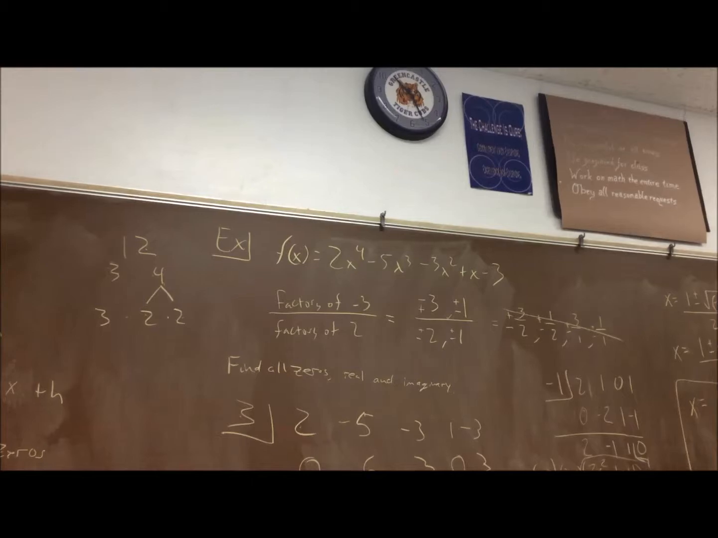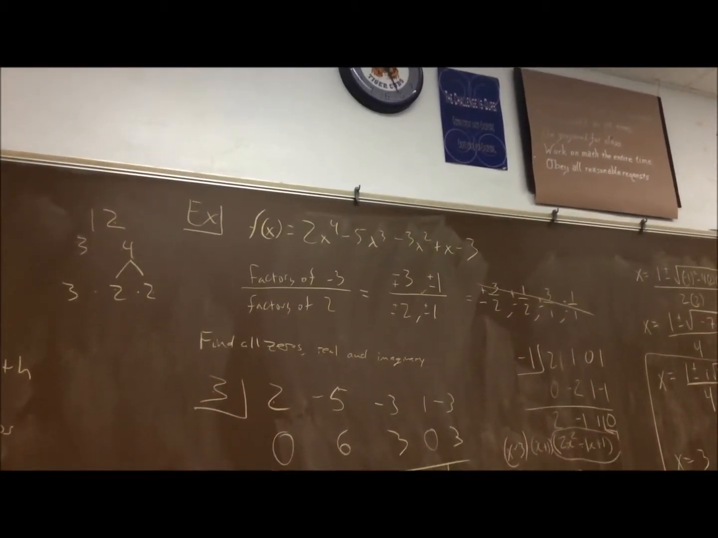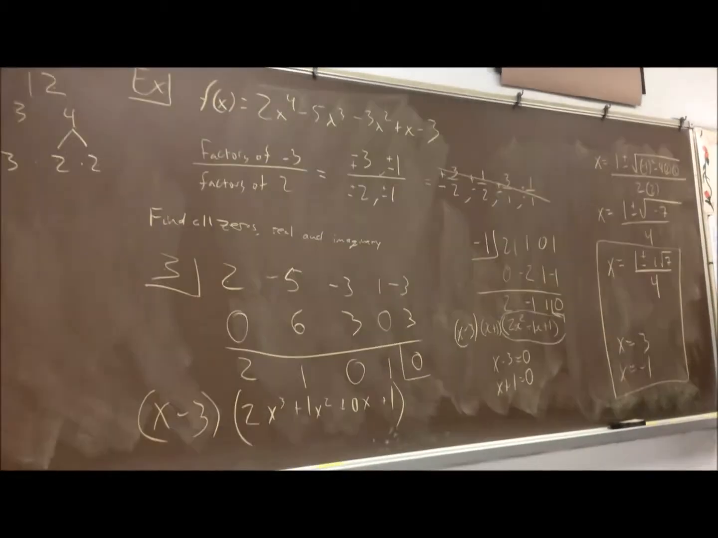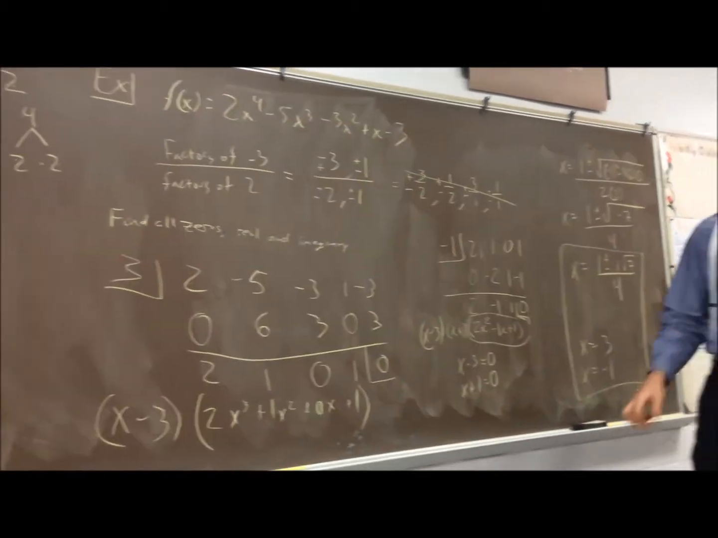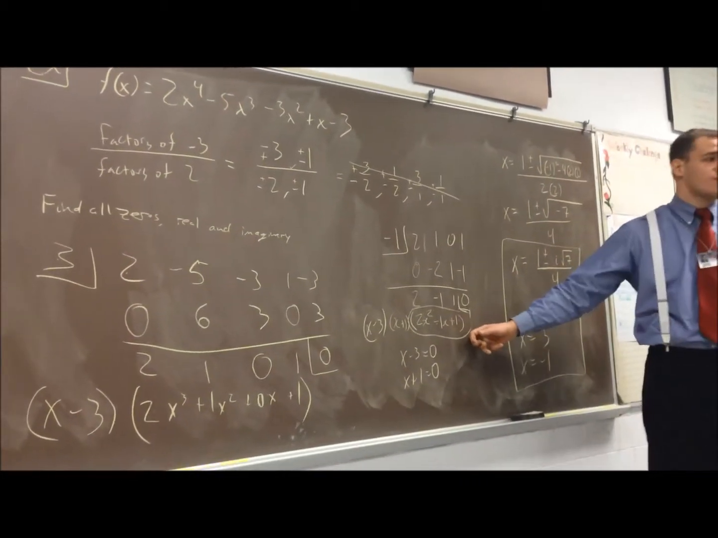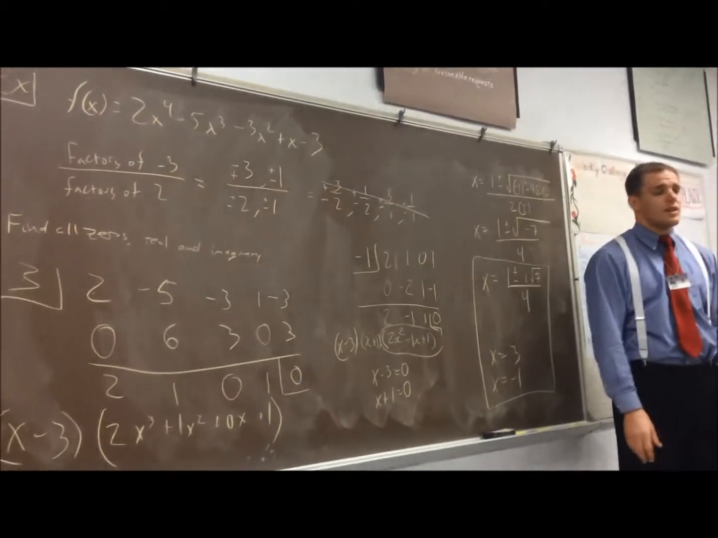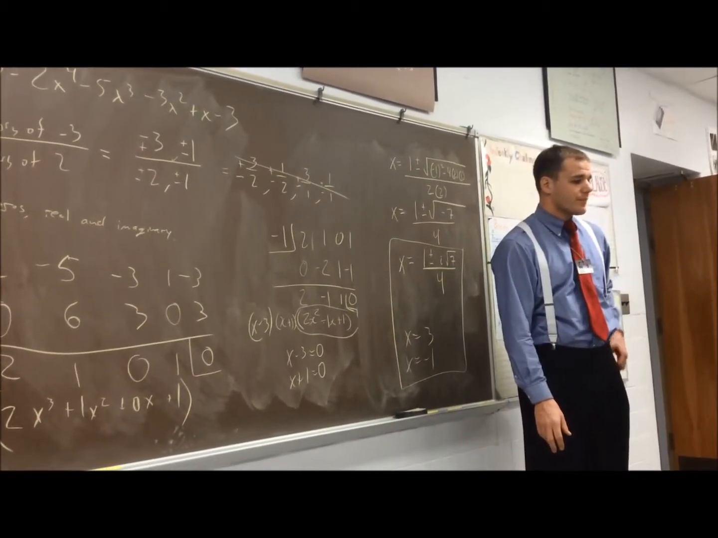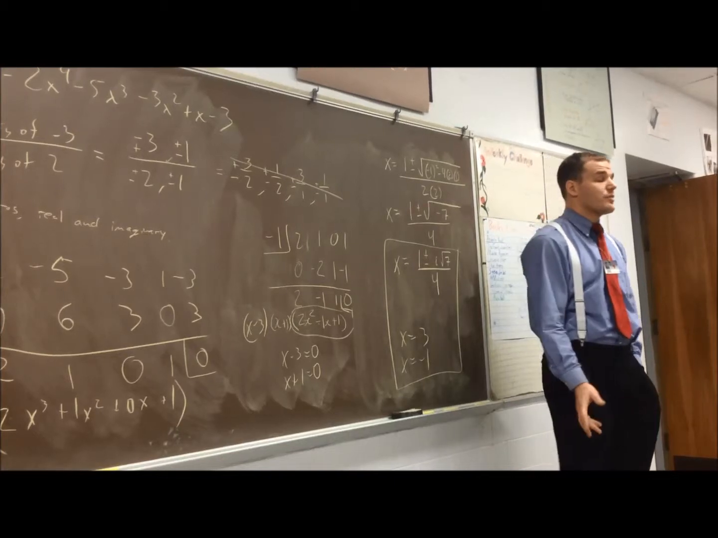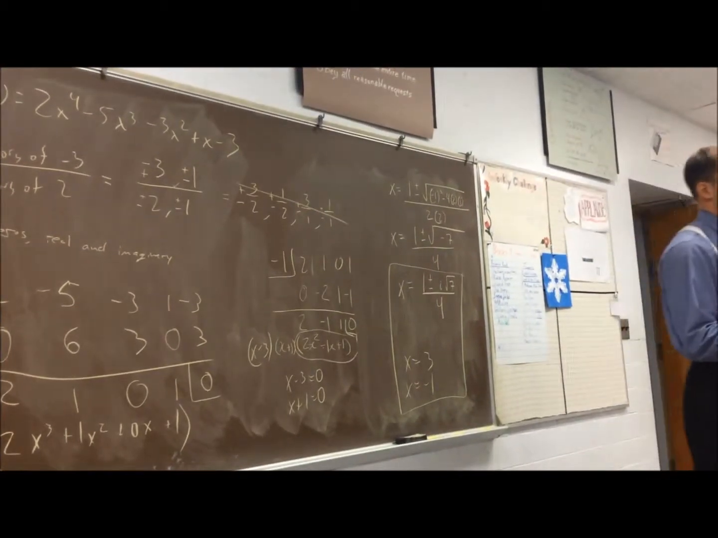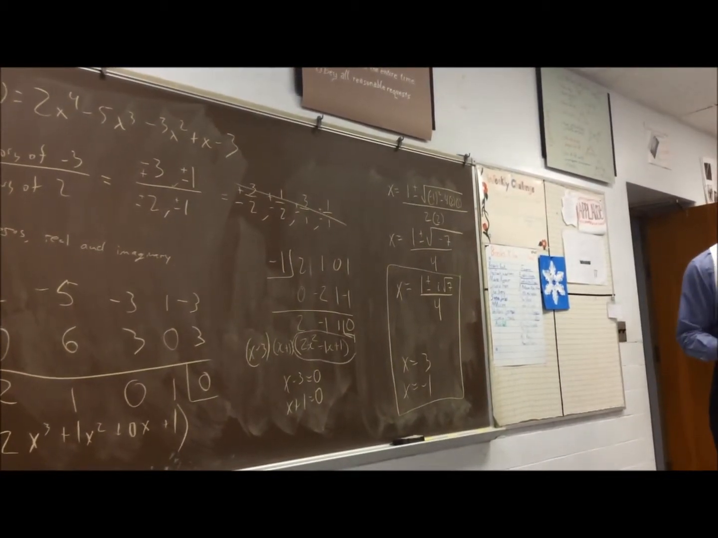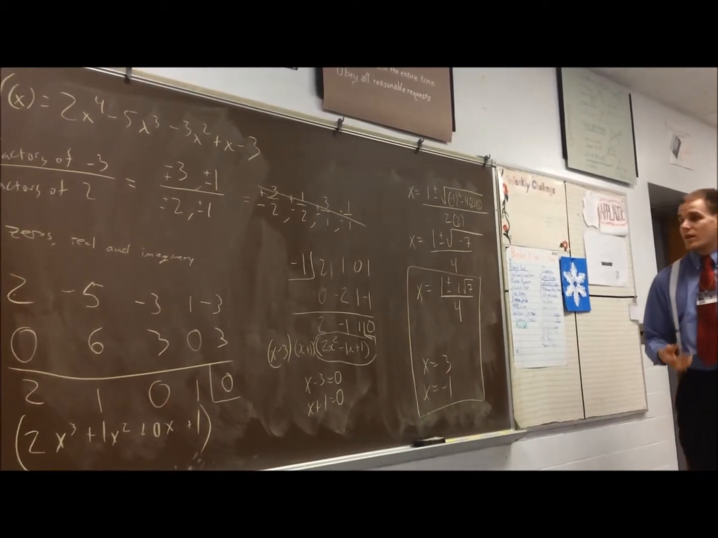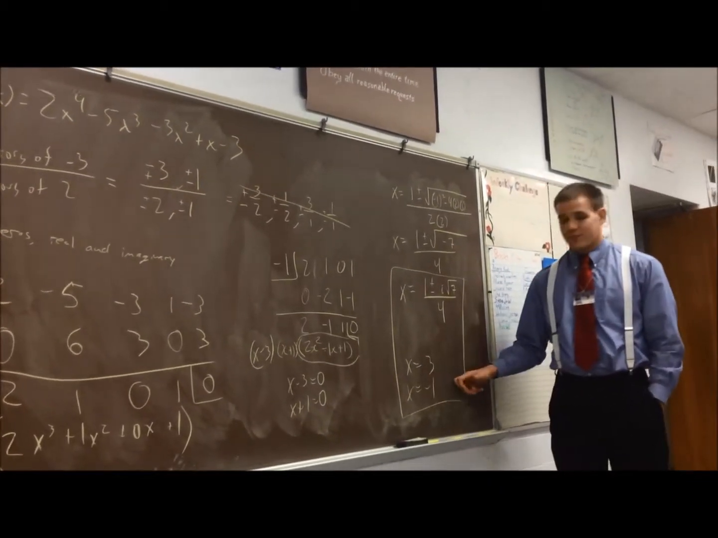Keep trying to find factors until you get one that works. Factor it out. Keep doing that until you get it down to a quadratic. Once you get it down to a quadratic, use the quadratic formula or factor it. Or sometimes you can get down to a cubic and do it by grouping or difference of cubes. Okay? But this is how you find the zeros.